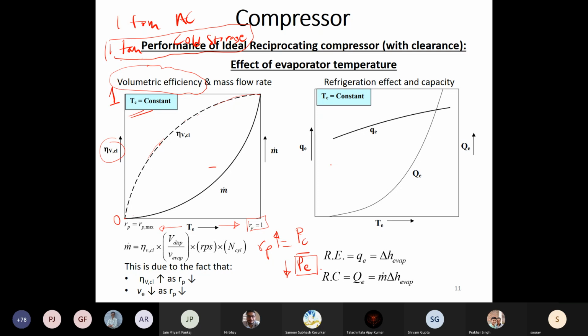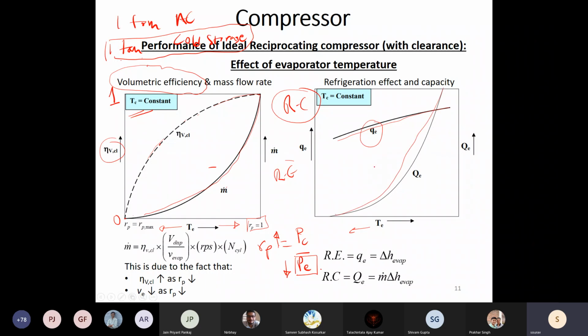Okay. So this right side figure is the same thing which I was just now discussing about the refrigeration capacity. For understanding refrigeration capacity, let's first quickly draw the refrigeration effect. As I reduce the TE, refrigeration effect reduces. This is what we saw from the previous slide. But the mass flow rate is also reducing. So now the product of mass flow rate into this refrigeration effect is what we get.